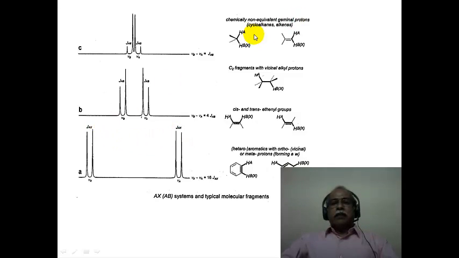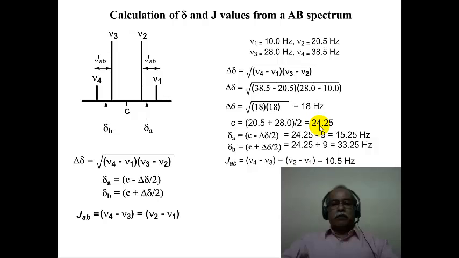Once again, some examples of the AB kind of a system. You can have diastereotopic methylene hydrogens, or you can have geminal olefinic hydrogens, for example. You can have two hydrogens on an aliphatic chain on adjacent carbons, for example. You can have two cis hydrogens or two trans hydrogens, ortho hydrogens or meta hydrogens, which are all mutually coupled to each other, and represent an AB type of a system.